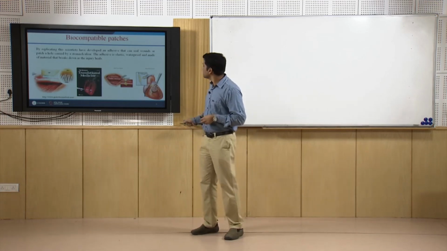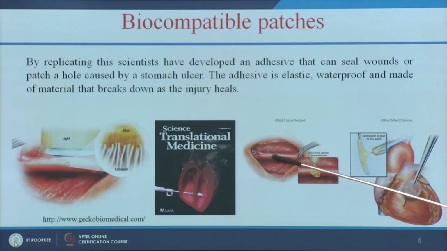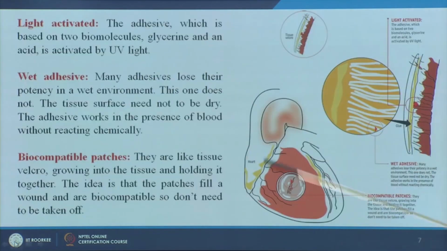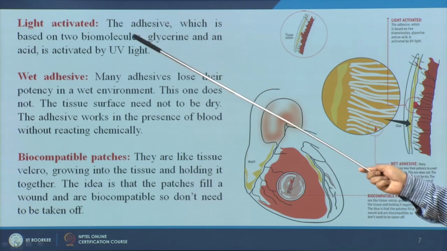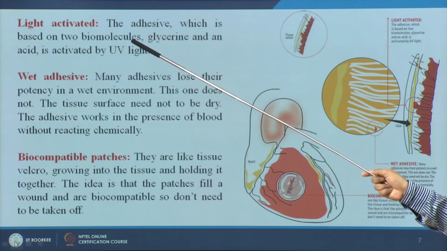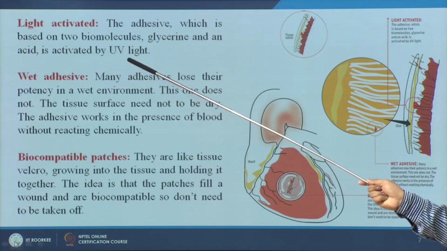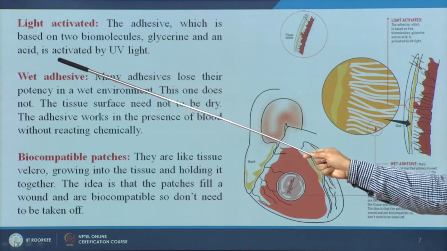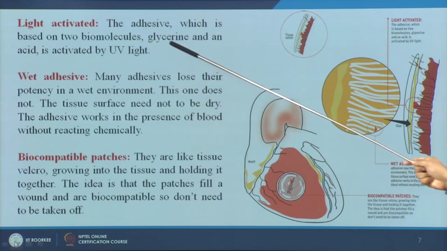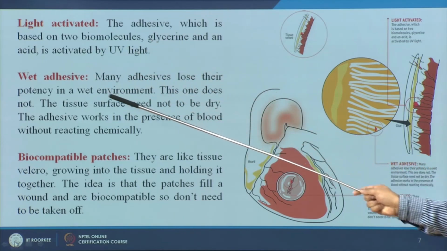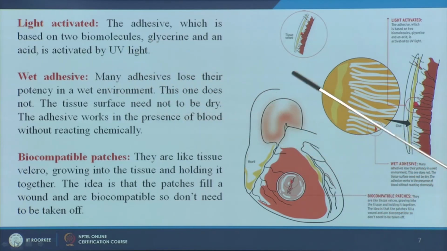So what was the idea? If there is a wound or anything, you can apply this glue and apply UV light, and this will seal the wounds. So how does this biocompatible patch work? Let us see. This is an adhesive. This adhesive is made up of two biomolecules. One is glycerin and the other one is an acid. This will be activated by UV light. This adhesive is patent protected, and we can use this wet adhesive for sealing the wounds.